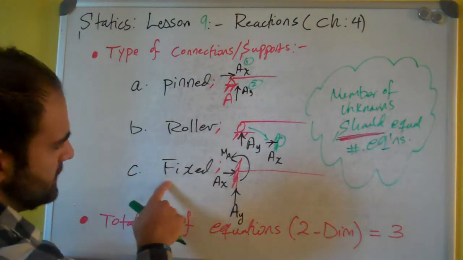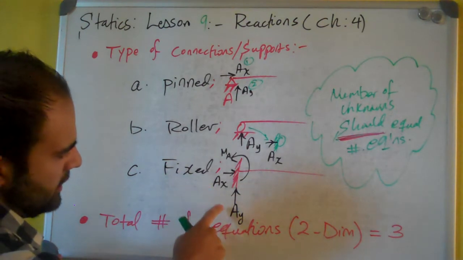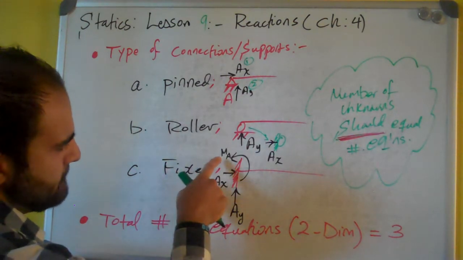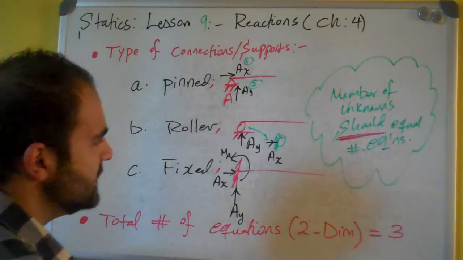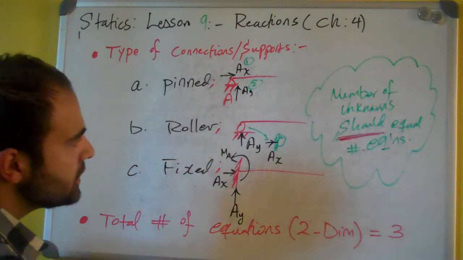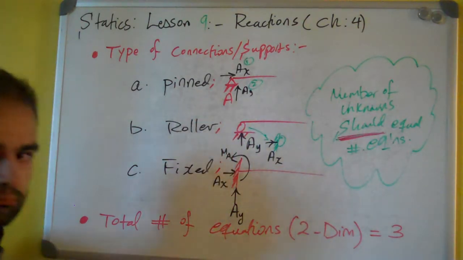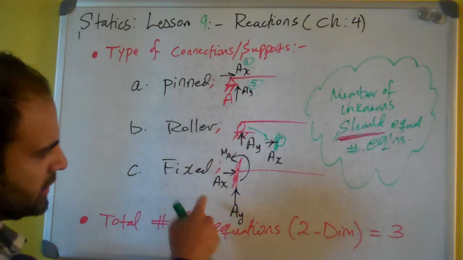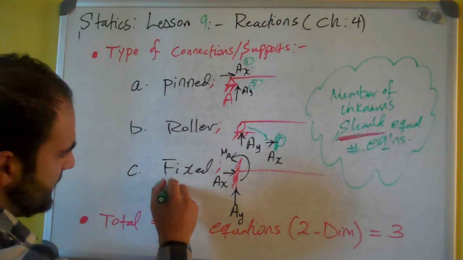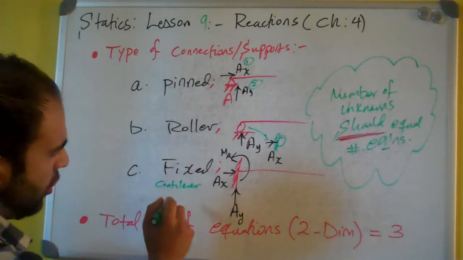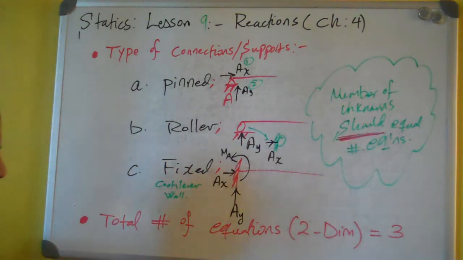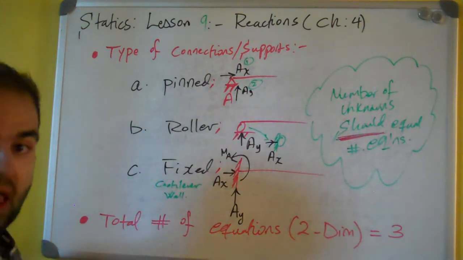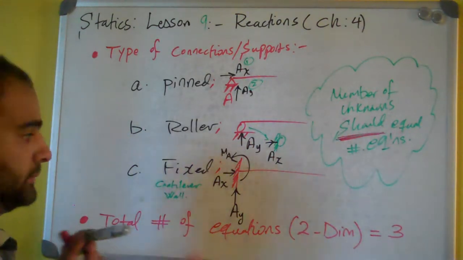And then you have fixed. AX, AY, moment at A. I hypothetically assume all of the connections having a letter A. Could be C for cantilever. That's sometimes called cantilever or wall connection. So, knowing your connections is definitely vital, crucial.